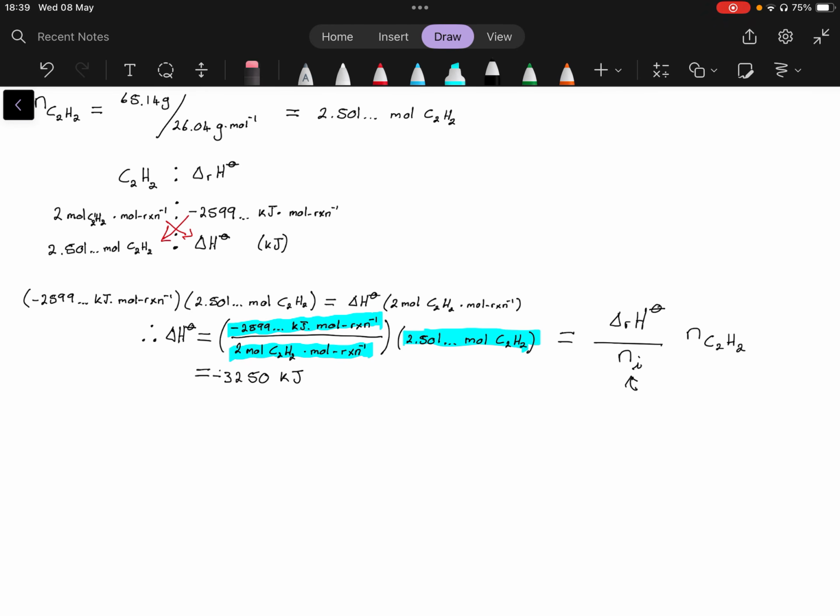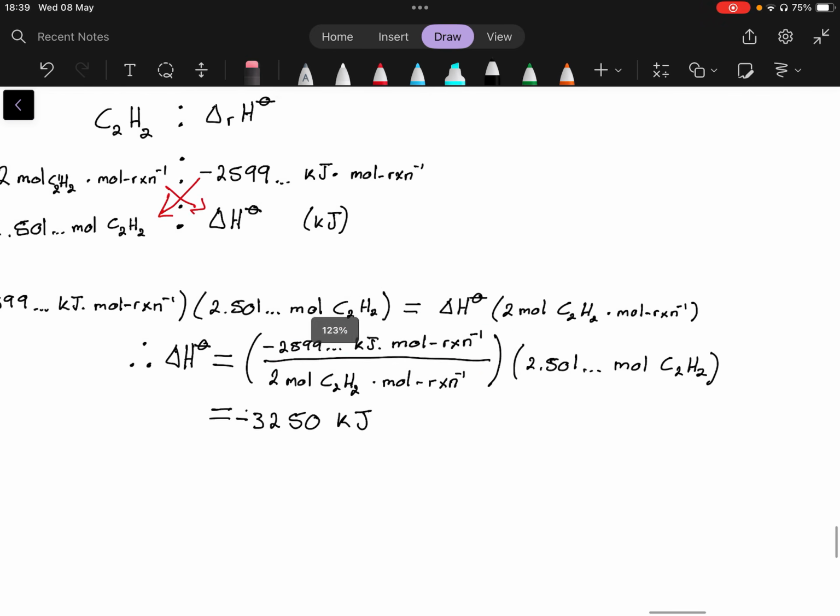Where this one's unit, you always just check that it is mole per mole reaction. This one's unit is in kilojoule per mole reaction. And this one is just in mole. And then your units will always work themselves out. But you know the cross multiplication way, so then you can always just ensure that the units are correct like that.